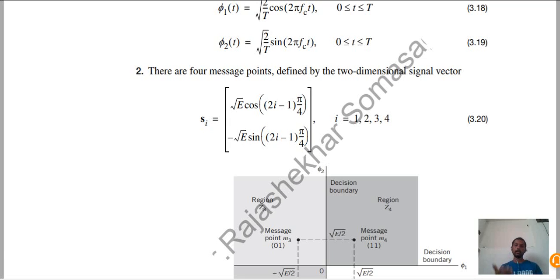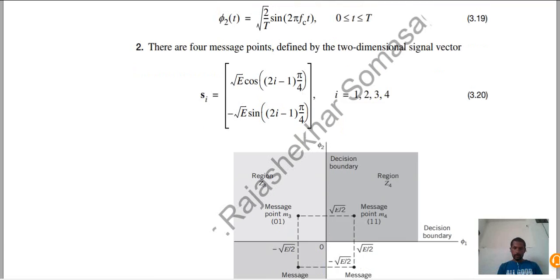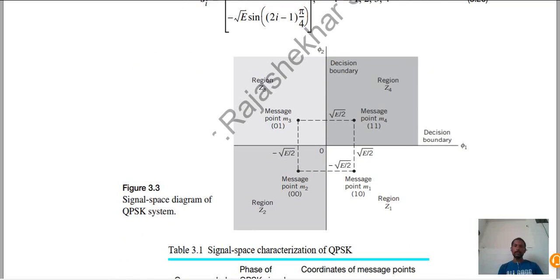The quadrature, as cos changes to sine and the plus E changes to minus E, and where i, if you put i equal to 1, 2, 3, 4, you will get the symbols with 4 phases, and the decision of the signals is decided by the signal space diagram of the QPSK system.